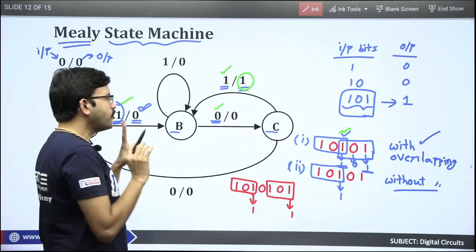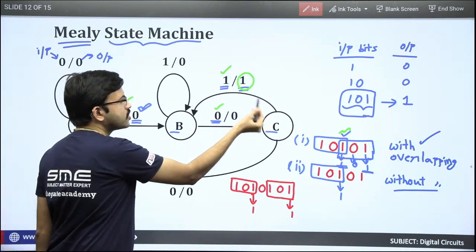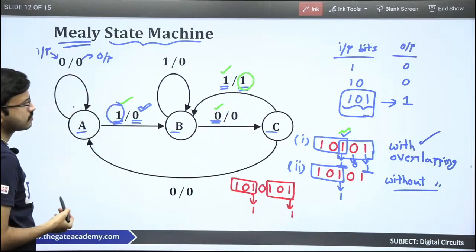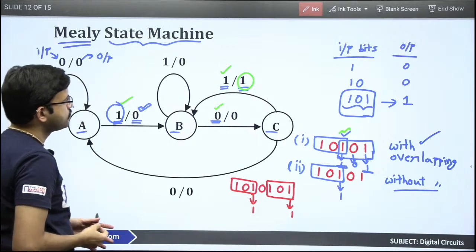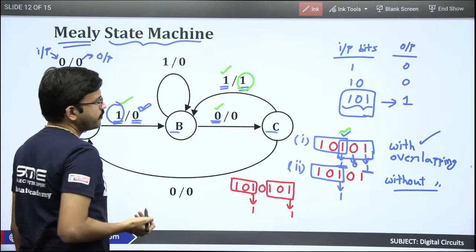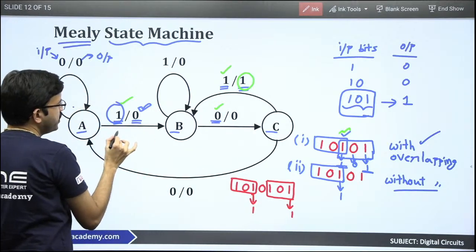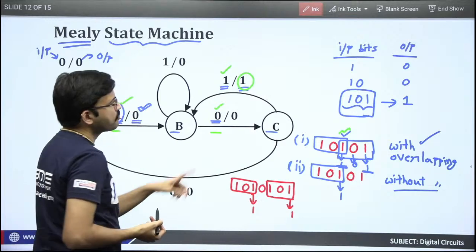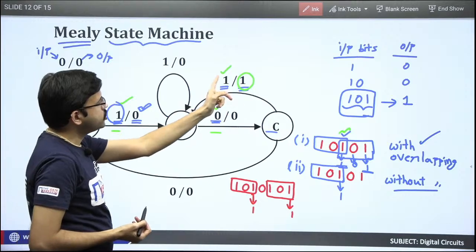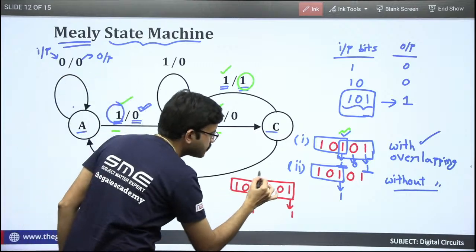Now if you want to make the same state diagram for non-overlapping, instead of drawing the line from C to B like this, make the line from C to A. Carefully observe what will happen. Here you have received 1, here you have received 0, after that I am making the line from C to A only. 1, 0, 1, 1, 0, 1. So one sequence is over like this, and you got output as 1.